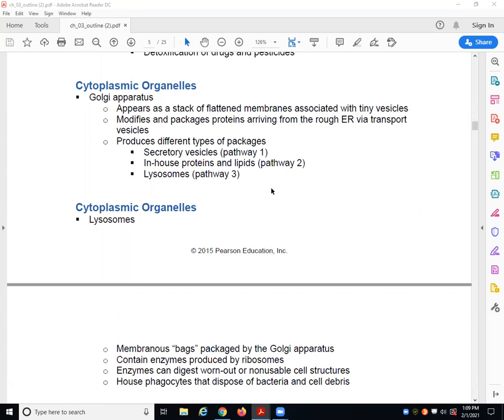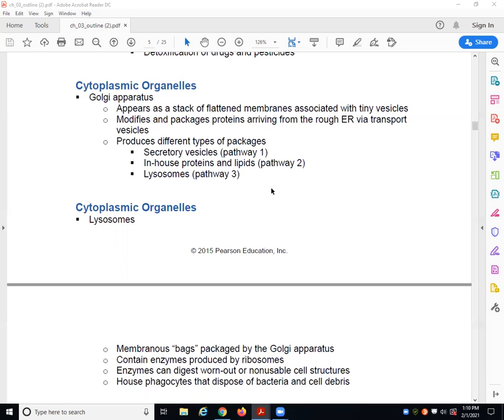Next, we have the Golgi apparatus. And it's going to appear as a stack, essentially, of flattened membranes that are associated with tiny vesicles. Okay? And they're going to modify and package proteins that arrive from the rough ER. How do they get there? Through those transport vesicles we just talked about, those spheres. And they're going to produce different kinds of packages.